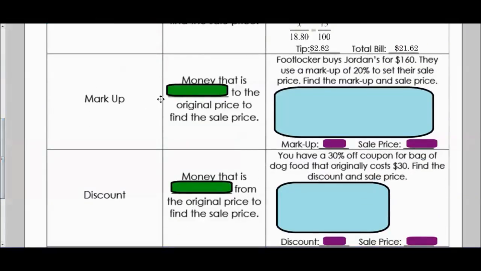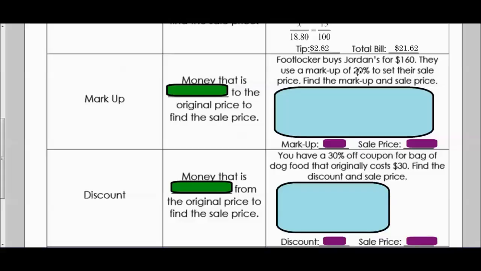A markup is something that retailers do to actually profit. They're going to buy, in this case, Foot Locker is buying Jordans for $160. They can't sell them for $160 too, because then they're not making any money. They need to mark up those products and make some money off of that.